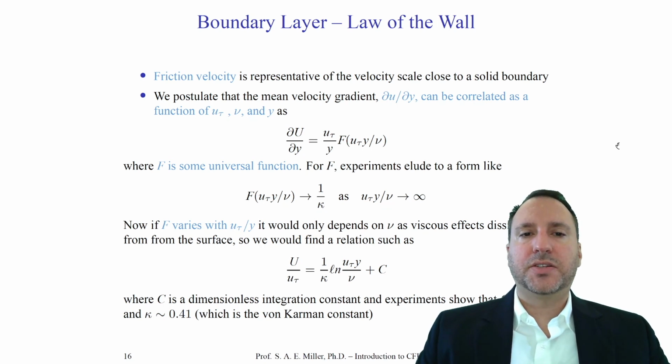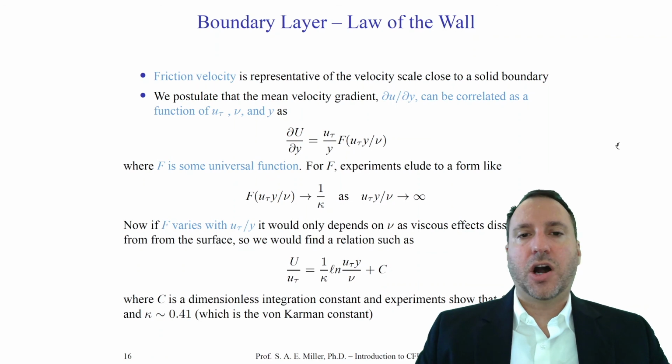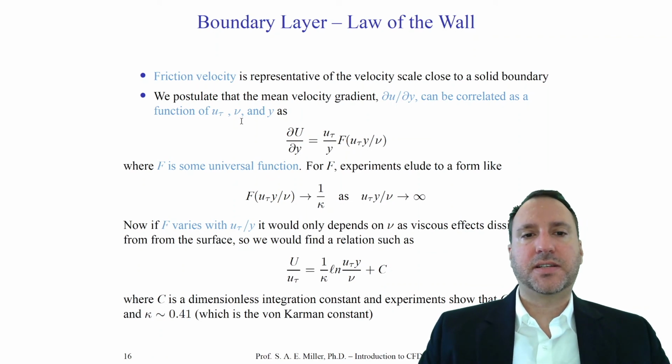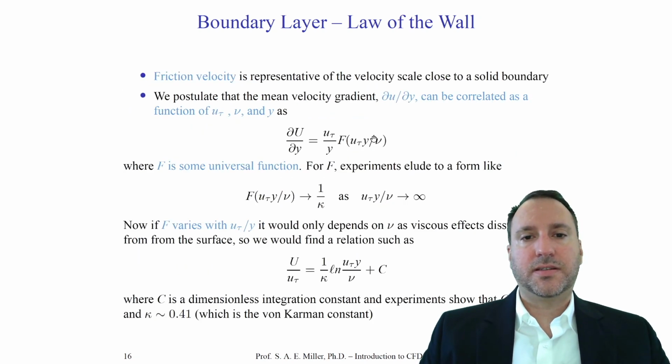Now, let us postulate that a mean velocity gradient, partial u, partial y, that's the derivative of the velocity in the streamwise direction with respect to the normal direction from the wall, will be correlated as a function of the friction velocity, viscosity, and y, the distance from the wall. So y is the distance from the wall, nu is the viscosity, and u sub tau is the friction velocity, which we just defined. So we are defining this relationship. We are postulating that this is true.